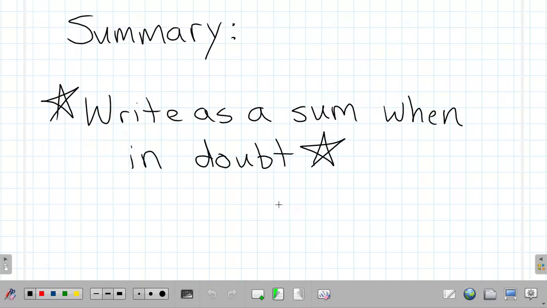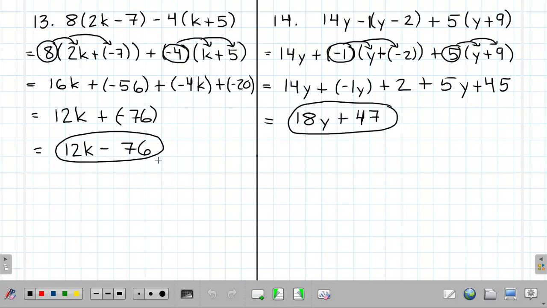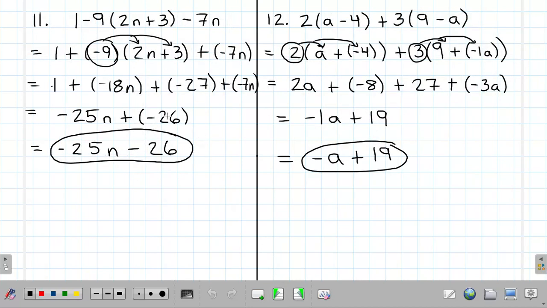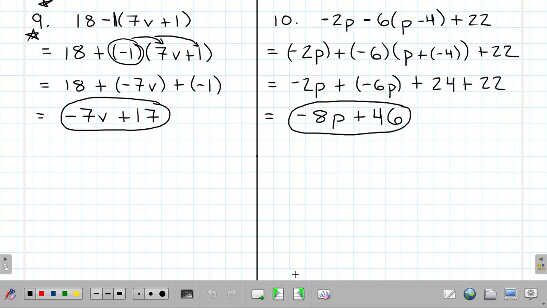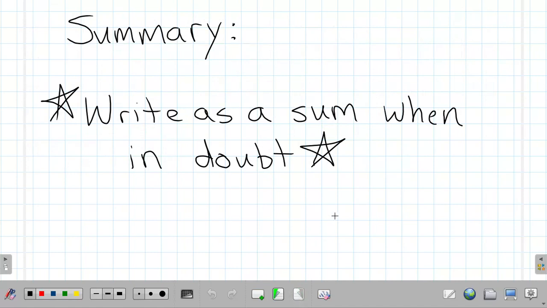So once again, in summary, write as a sum, and then that should clearly show you what you need to add together in terms of coefficients and constant terms, and also show you what you need to distribute in some of those examples, like number 14, number 13, number 11, number 9, number 10, where you have a minus a number and then you're multiplying. So like I said, if you write it as a sum, that leaves no doubt as to what you need to distribute and what you need to add together.